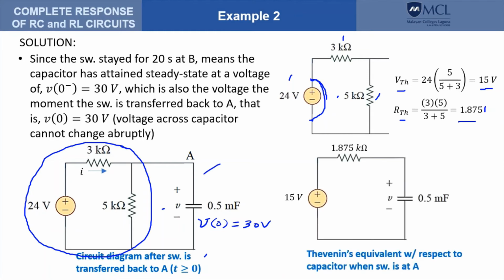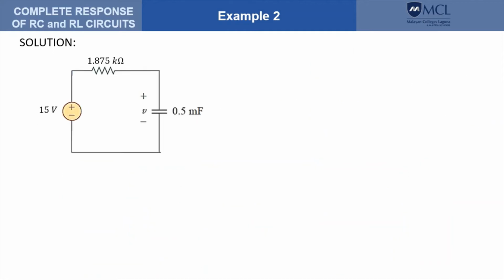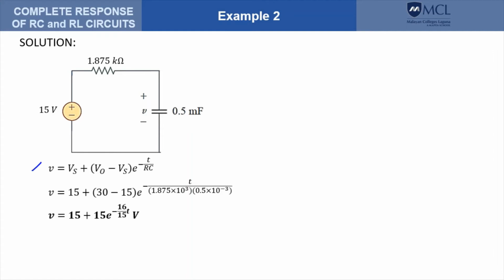Then we can redraw the circuit using this circuit. So the circuit on the left becomes this one. Now, this is a series RC circuit, and we should be able to use the formula that we have derived. Okay, so after converting the circuit into a series RC, we use the formula.